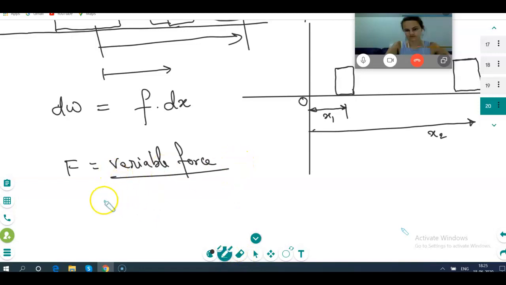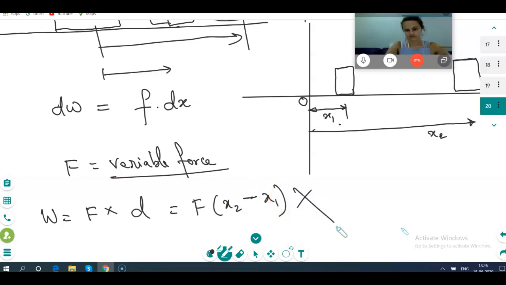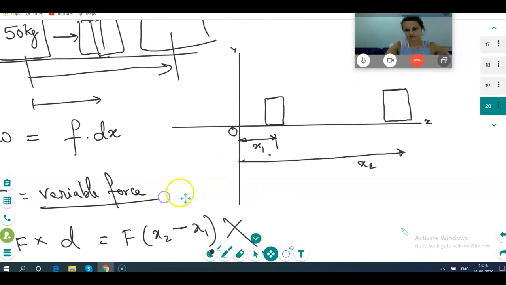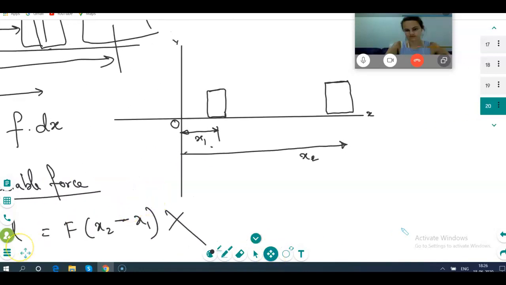Correct? In this case, for work done, we cannot apply simple force into D. D is what? x2 minus x1. Am I right? F into x2 minus x1 we cannot write. Is it clear? Then what will we do? What is the method? We will use our integration and differentiation unit.